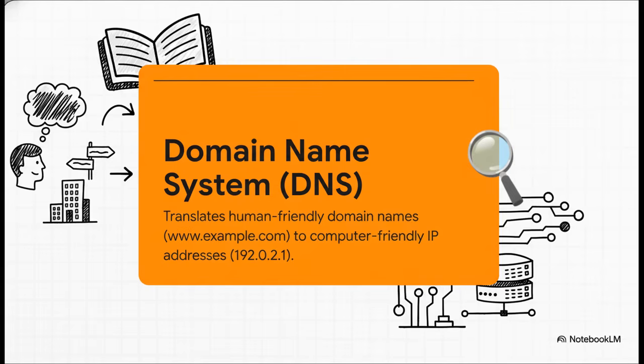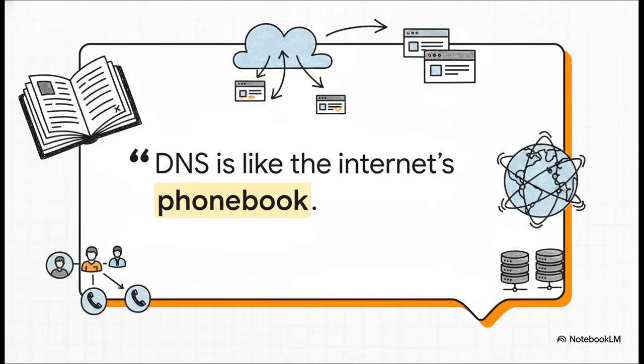You see, we humans, we're good with names, like example.com. We can remember that. But computers, nope, they don't do names. They speak the language of numbers. So DNS is that crucial translator that turns the name you type into the numerical IP address that the network actually understands. And honestly, the best way to think about this is like the internet's phone book.